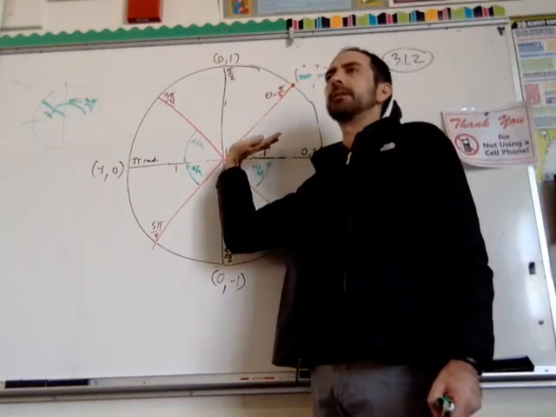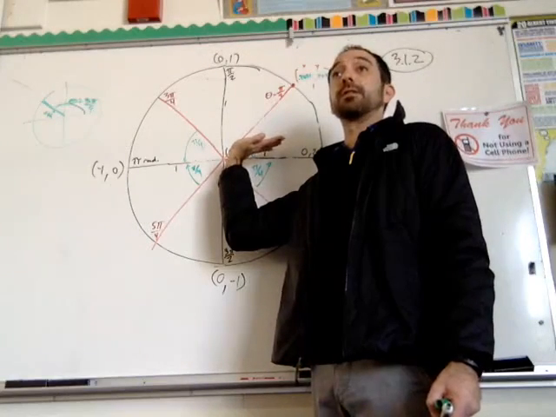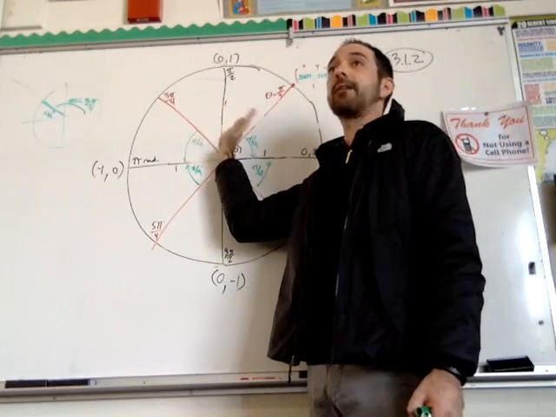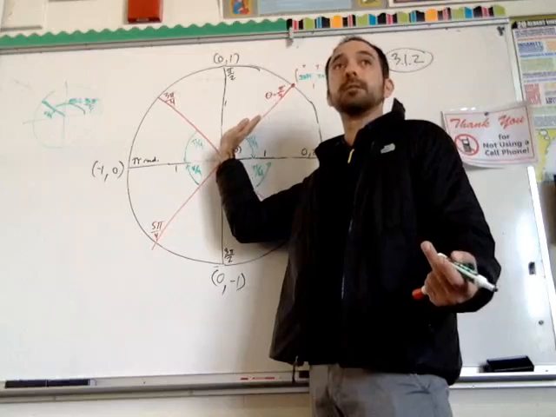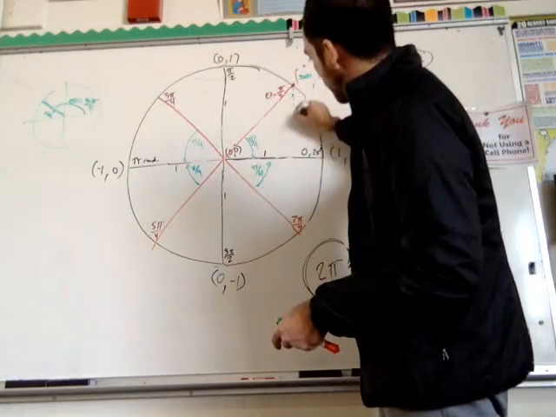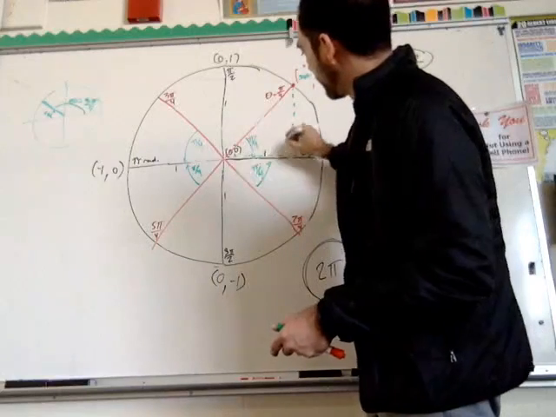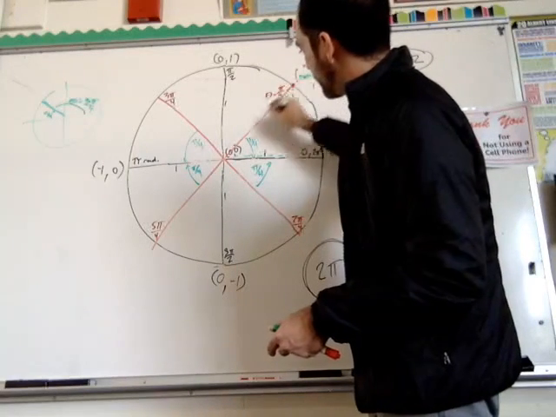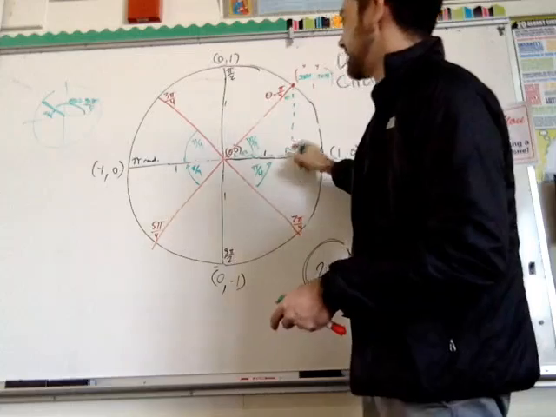Think about this with me, and this is kind of why this works out. Here's 0 degrees, here's 90 degrees, so halfway in between, what degree value would this be? 45. Essentially what we have is a triangle that is a 45, 45, 90.